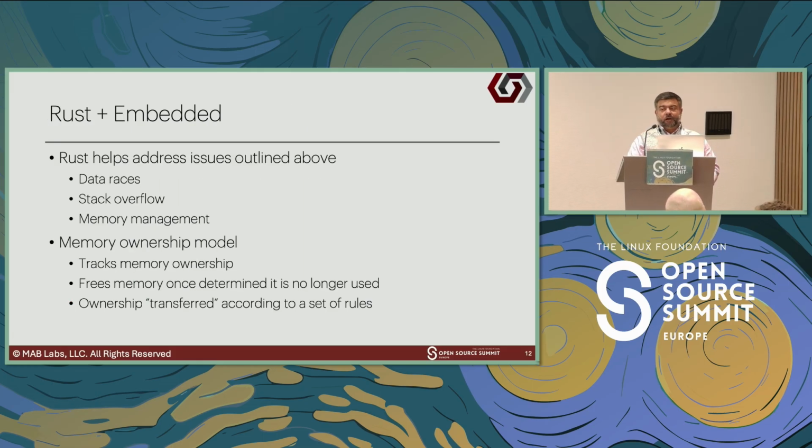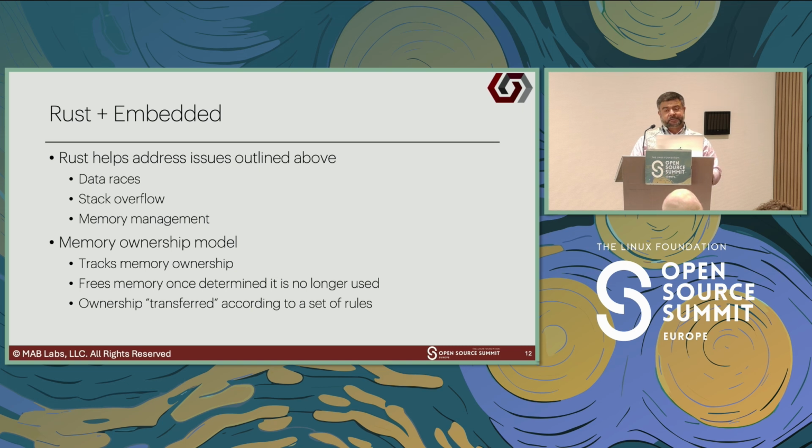So how does Rust help with all of this? We talked about three issues. For me personally, Rust helps address the issues outlined above. And what's central to all of this is a memory ownership model that Rust gives to us at the compilation level. It tracks memory ownership, which means it can identify memory that's no longer used and automatically free it. So there's less responsibility on the developer.